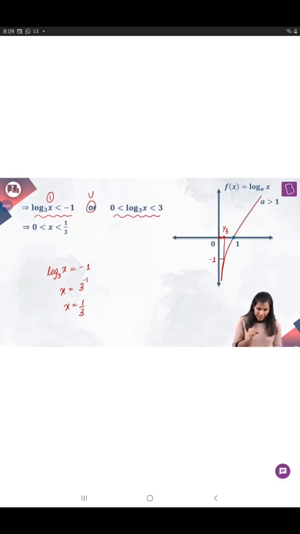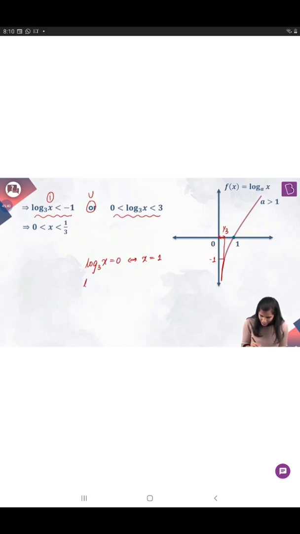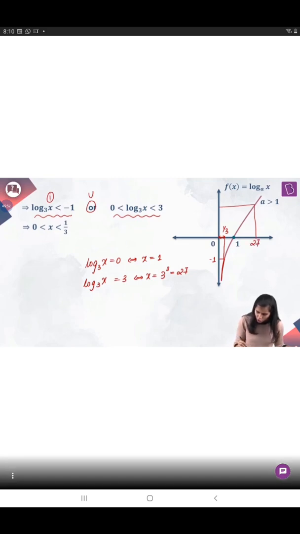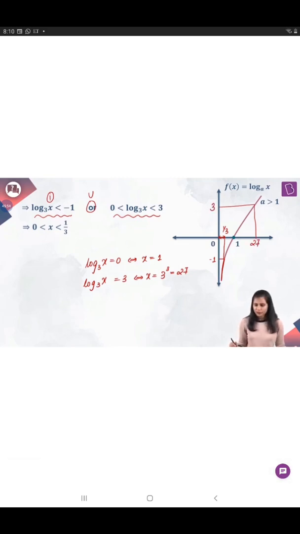Okay, so corresponding to the first inequality, you found the solution set. Clear? Now, next. I want those values of x for which log x is greater than 0 and less than 3. I know log x is equal to 0 when x is equal to 1 and log x will be equal to 3 when x is equal to 3 to the power 3, which is 27. That means when your input is 27, your log value will be 3. And when your input is 1, your output is 0.